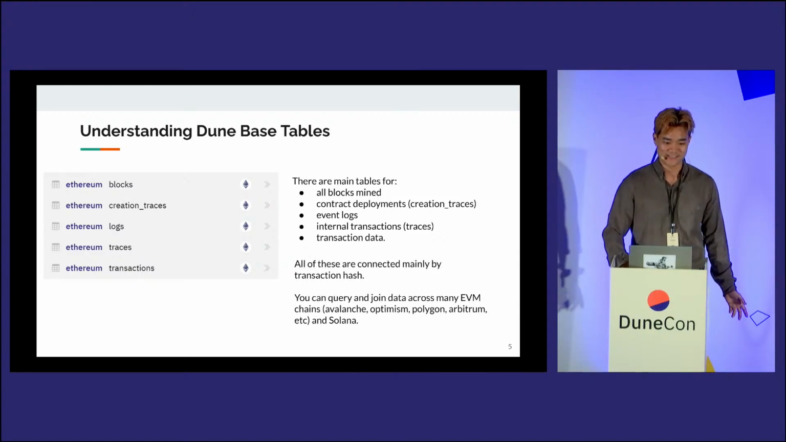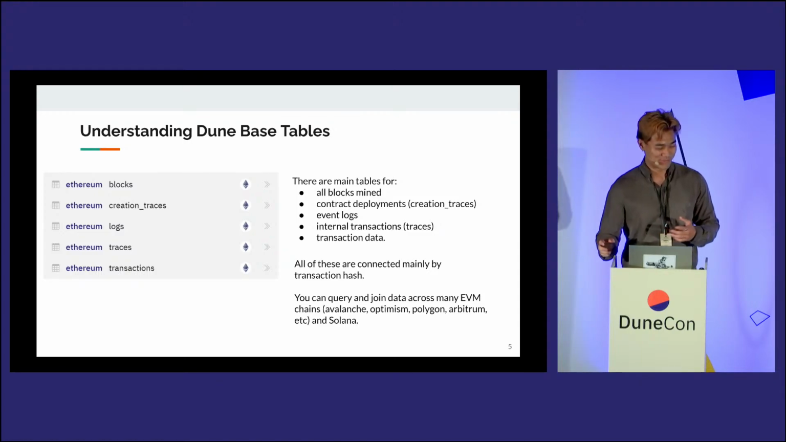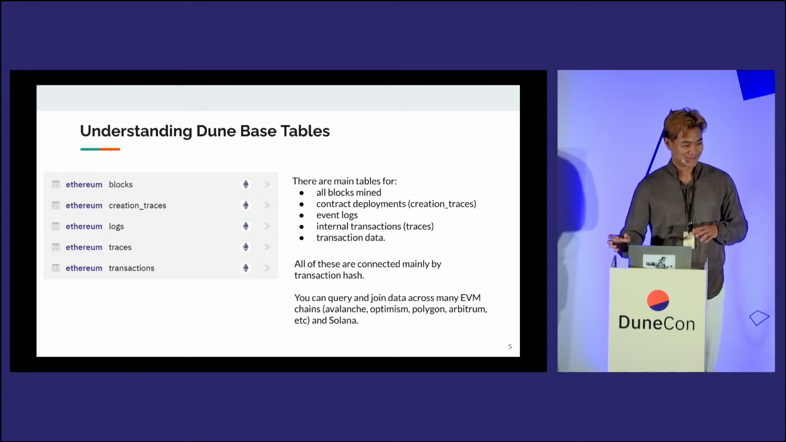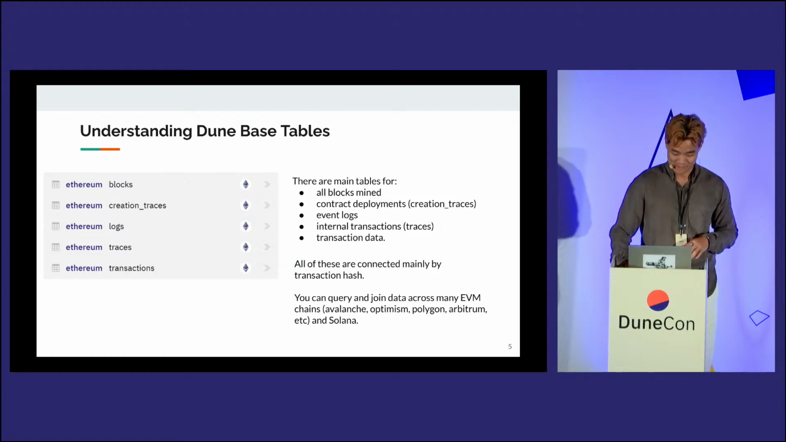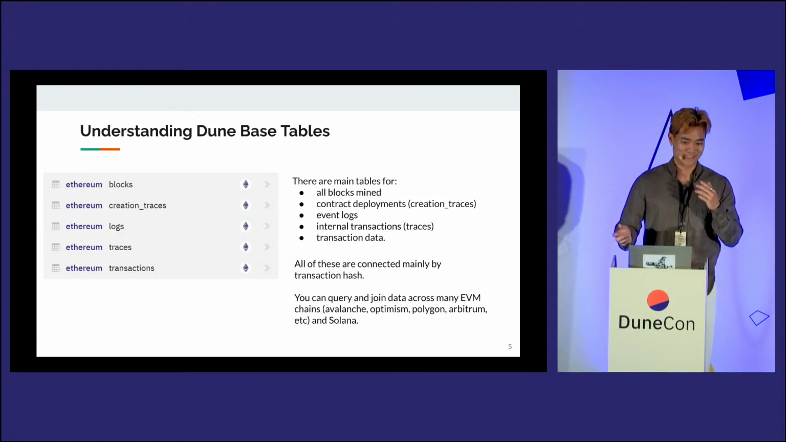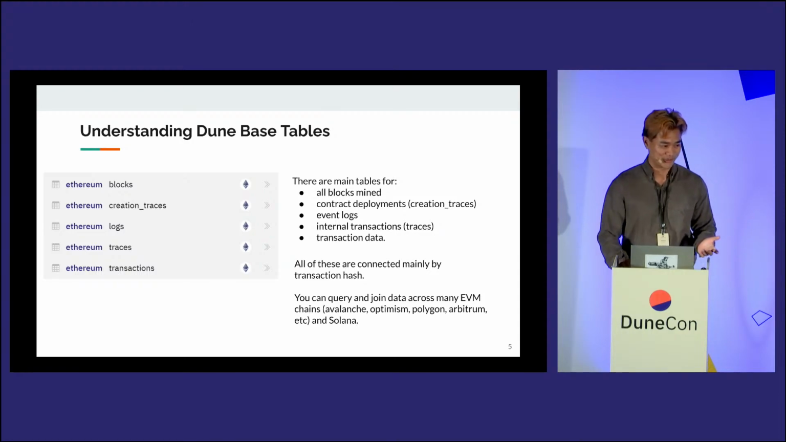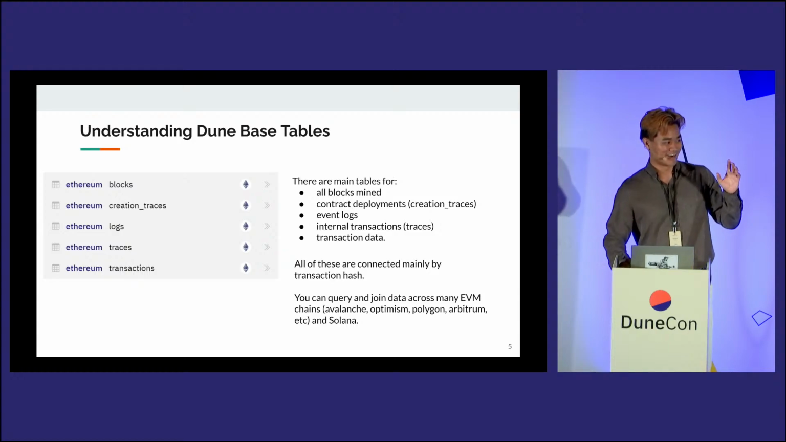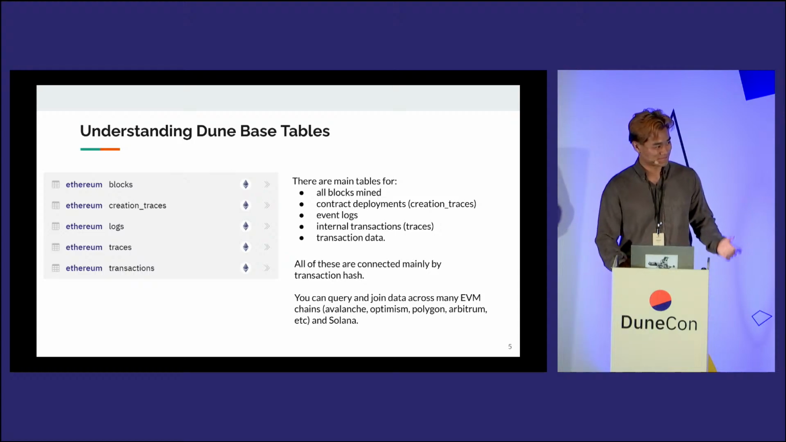And then there's transaction data, which is just the first level of data that you see on Etherscan whenever you've submitted a transaction. And if you've never submitted a transaction and you're trying to get into Web3, please submit a transaction first so you know what you're playing with. All these are mainly connected by transaction hash, as well as other columns, but that's the main one you can think of in terms of how these tables are related. And with the V2 engine, you can query across almost every EVM chain that's relevant right now, and Solana. That's powerful, and I don't know of any other engine that lets you do that.